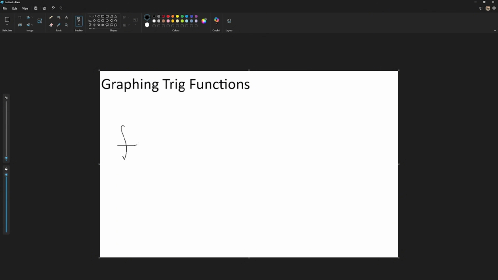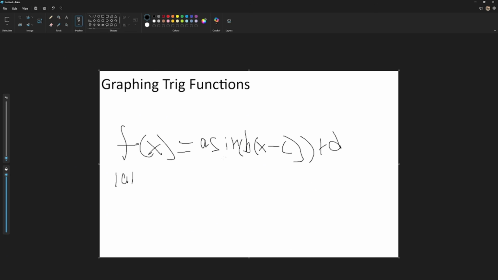Here is the formula. F of x equals, let's say it's a sine function, so a of sine b of x minus c plus d. And in this function, the variables are as follows. A, or the absolute value of A, is the amplitude of the function. Whether it's sine or cosine determines whether the function starts at the midpoint or the maximum/minimum.